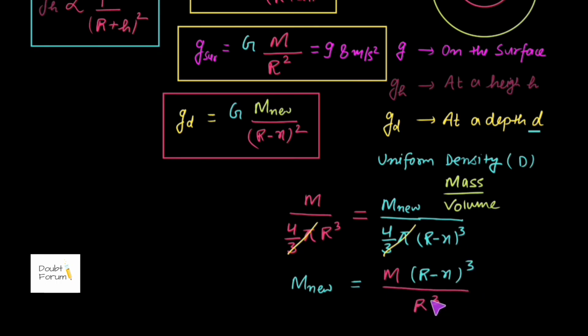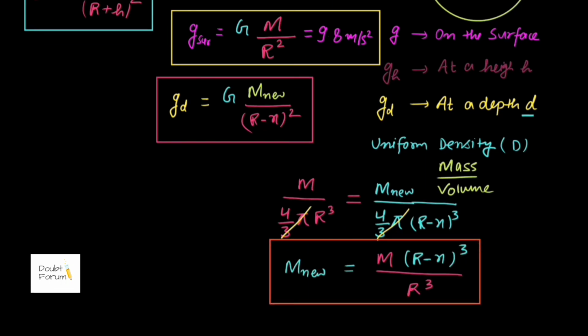This is the calculation part. You need not worry about it much, because the concept I have already told you. This involves only a little bit of calculation. This equation represents the mass of the sphere inside the Earth. If we put the value of this m nu in the earlier equation, it will give us the acceleration due to gravity at a depth d. So let's find the value of acceleration due to gravity at depth d.